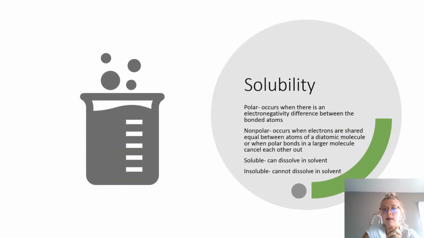Let's go over some definitions that are going to help us better understand organic chemistry. So let's talk about solubility and polarity. When something is polar, that means it occurs when there is an electronegativity difference between the bonded atoms. When something is nonpolar, it occurs when electrons are shared equally between atoms of a diatomic molecule or when polar bonds in a larger molecule cancel each other out. Now let's talk about solubility. When something is soluble, it can dissolve in a solvent. When something is insoluble, it cannot dissolve in a solvent.